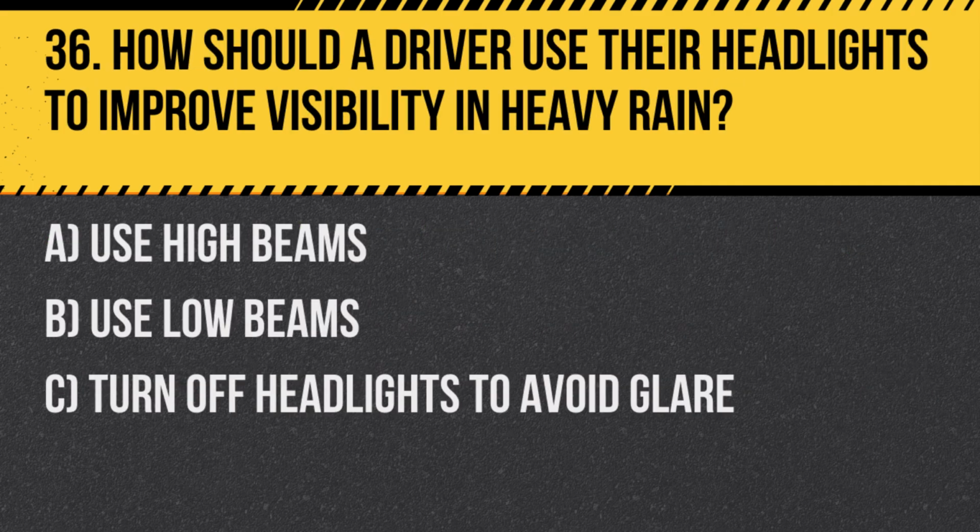Question 36. How should a driver use their headlights to improve visibility in heavy rain? A. Use high beams. B. Use low beams. C. Turn off headlights to avoid glare. Answer. B. Use low beams. High beams can reflect off rain and reduce visibility.